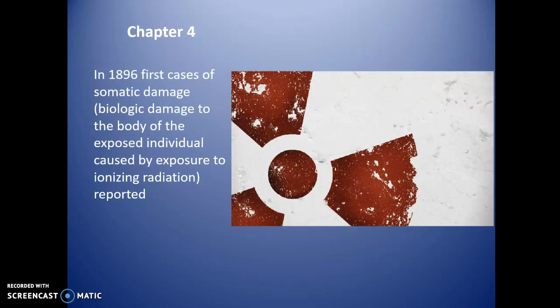1896, just a year later, we have our first cases of somatic damage, which is basically biologic damage to the body of the exposed individual caused by exposure to ionizing radiation. So not too long after it was discovered, we would have our first cases of damage.